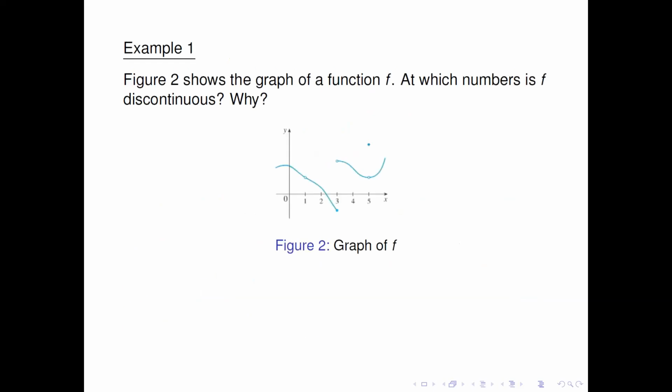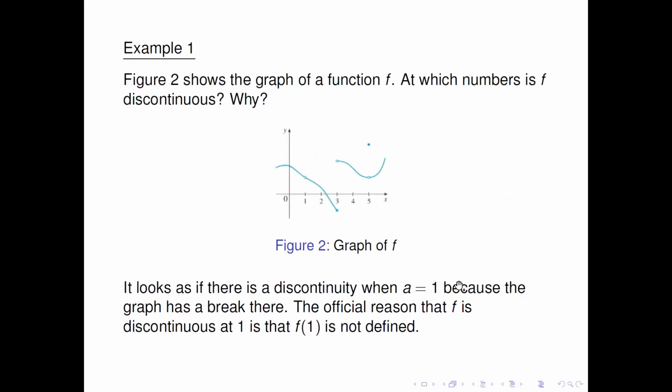So in our example 1, the thing that's going wrong at the point a equals 1 is exactly that the function is not defined at that point. And so this function is not continuous at the point x equals 1. What about the point x equals 3? Well, here something else goes wrong. Here, the limit doesn't exist.